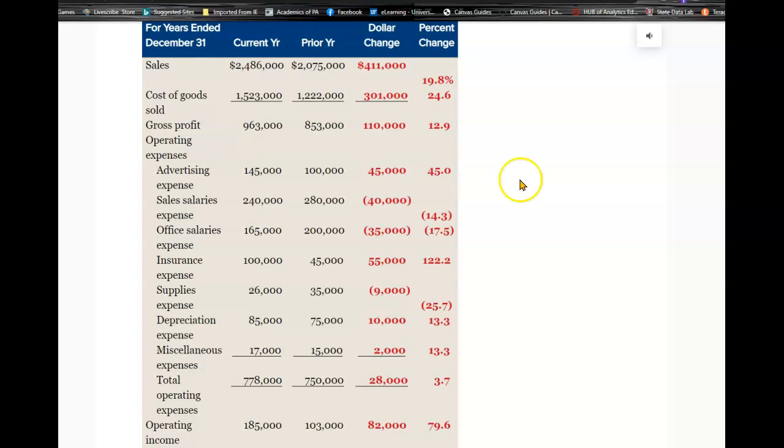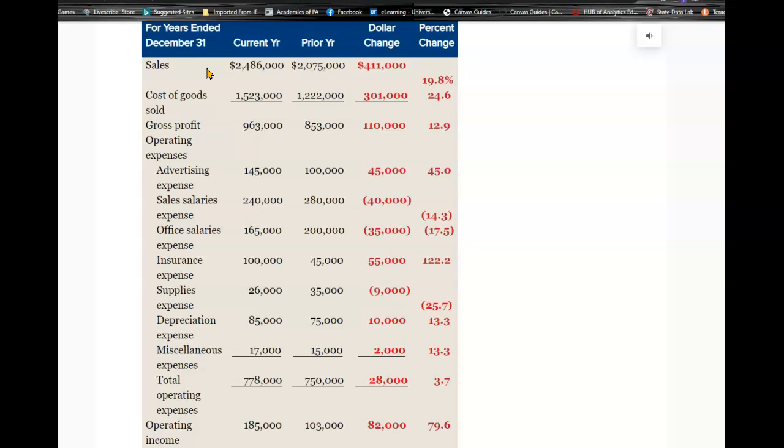Okay, what is the change calculated as? So we have a prior year and a current year. So consider the prior year kind of your base year and the current year as the year of analysis. And so the change from the prior year to the current year was $411,000. Okay, so then what does that equate to as a percentage? Well, you have to divide it by that prior year amount to figure out what the percentage of the change was. And so you would get 19.8%.